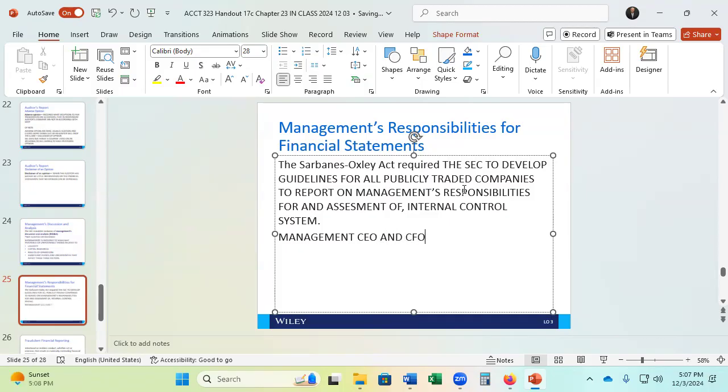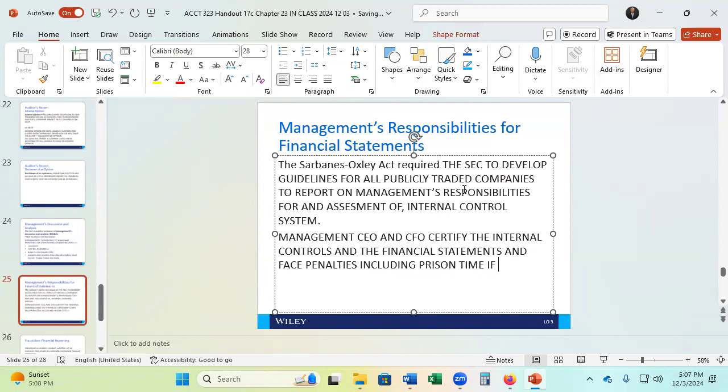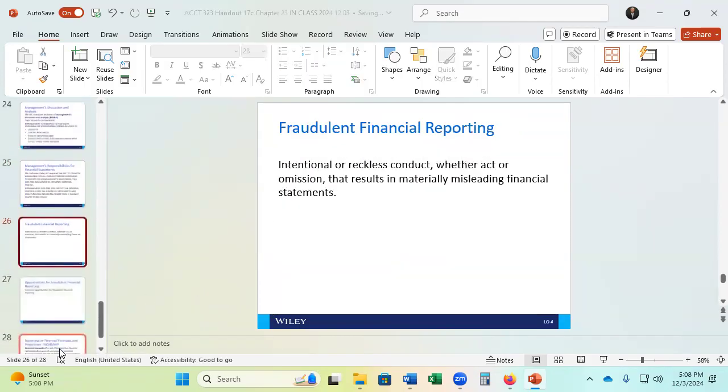The CEO and the CFO certify the internal controls and the financial statements and face penalties, including prison time, if caught committing fraud. And then the last thing is, what is fraudulent financial reporting? Intentional or reckless conduct, whether act or omission, that results in materially misleading financial statements, which apparently can be done by one person in a huge company.